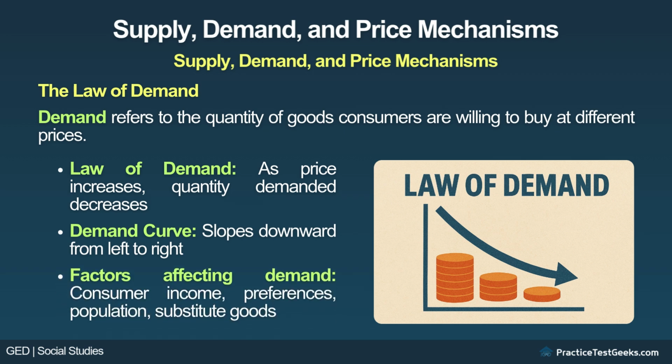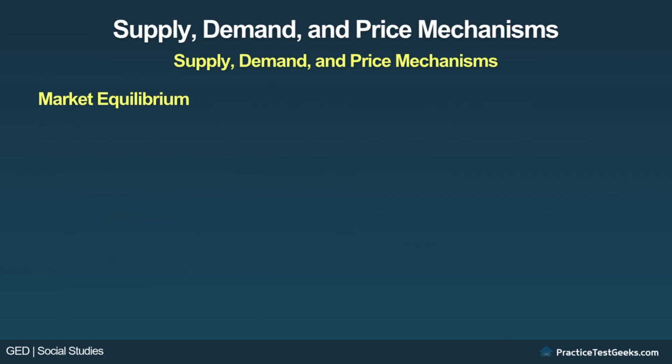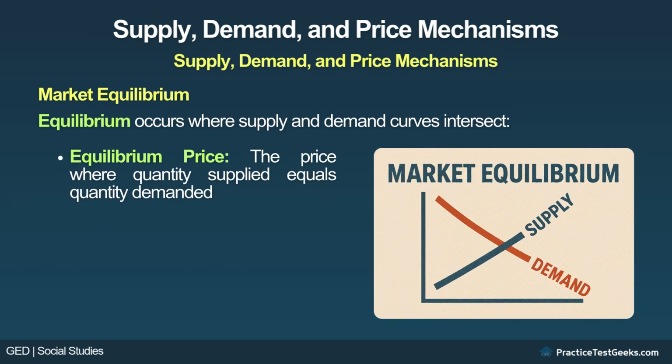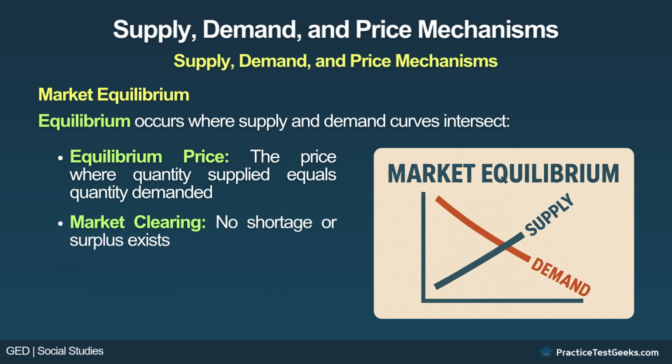Factors that affect demand include changes in income, consumer preferences, population changes, prices of substitute or complementary goods. Market equilibrium. This is the point where supply meets demand. Equilibrium price. The price at which quantity supplied equals quantity demanded. Market clearing. No surplus or shortage exists at this price.